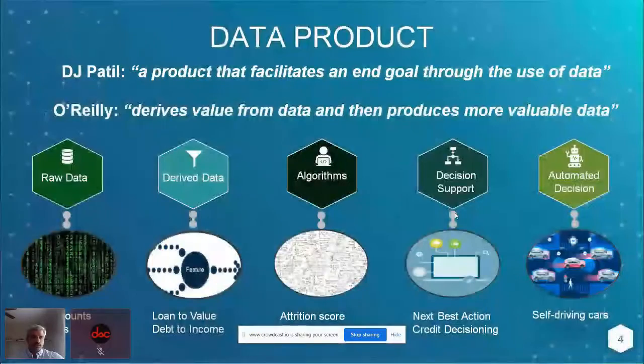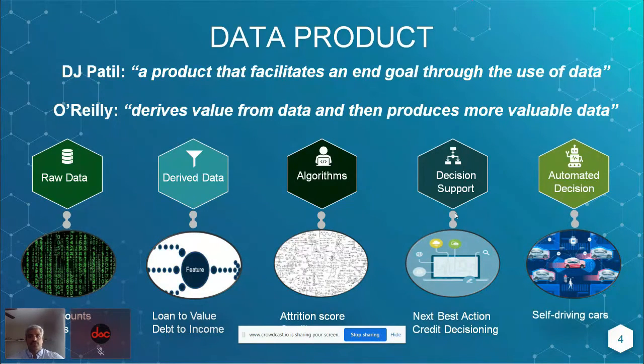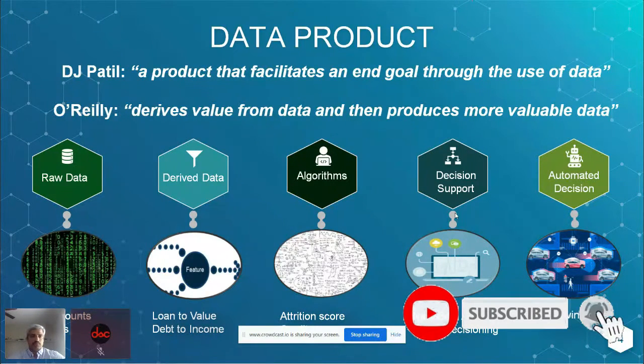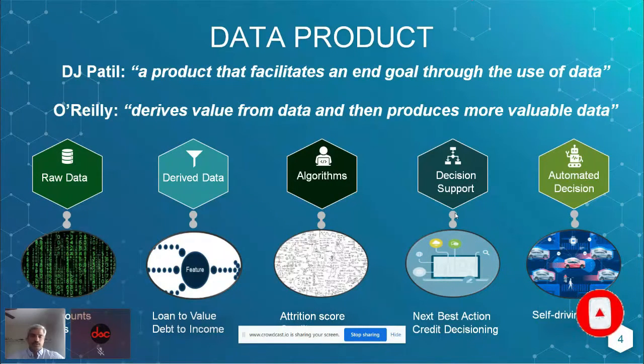A brief explanation. A definition that I could find is from DJ Patil, the Chief Data Officer under the Obama administration: a product that facilitates an end goal through the use of data. The other one is from an O'Reilly publication: a product that derives value from data and then produces more valuable data, which makes absolute sense. Most of the time we pump in data, and we pump out data.